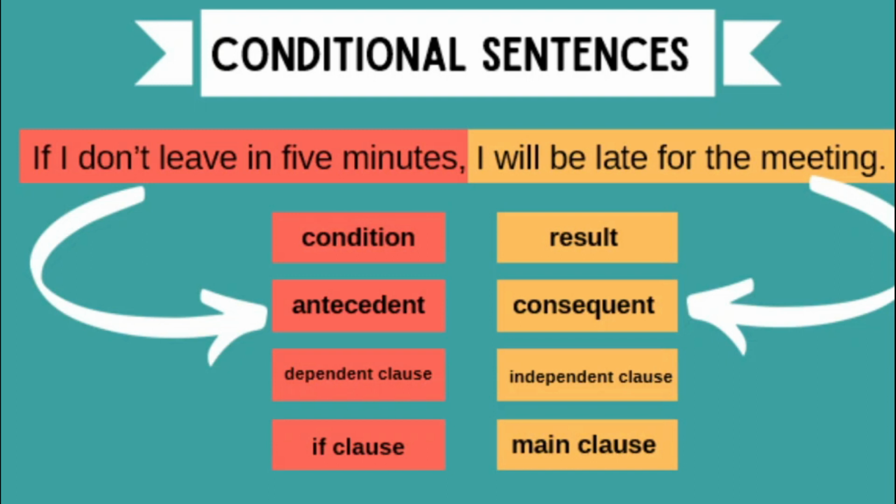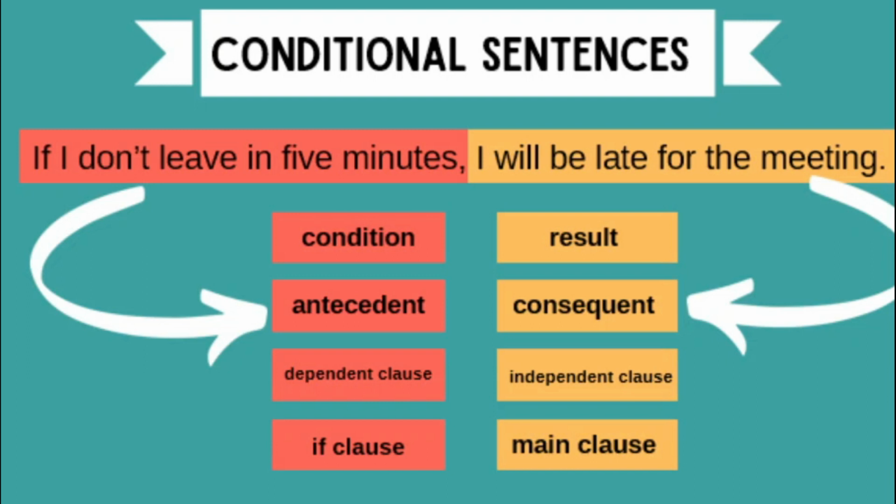This is the situation that needs to be met in order for the result to happen, which is also called the antecedent. And this is the dependent clause because it cannot stand on its own. And the other half, I will be late for the meeting, is the result of the condition. So the result is also called the consequent, or our main clause or independent clause in this sentence.